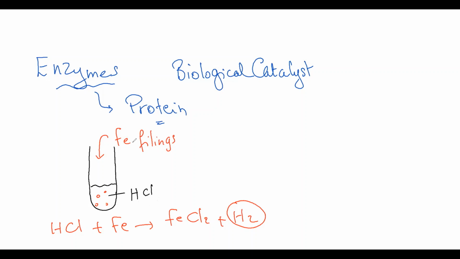So when I add the iron filings to the HCl, the reaction does not start except after a few seconds. Why? The reaction started after a few seconds in order to give a chance for the molecules of the iron and the HCl to collide together, to reach a certain energy that activates the reaction. And we call this energy the activation energy. So there must be a certain amount of energy in any chemical reaction to start it.